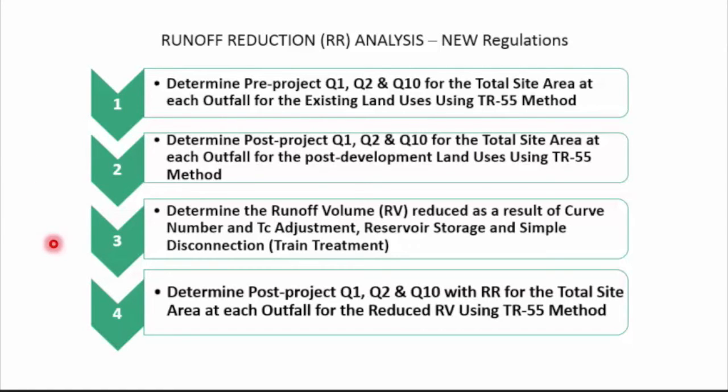We determine the runoff volumes reduced as a result of the curve number and the Tc adjustment, the reservoir storage, and simple disconnection. Based on these factors, the runoff volume reduction has taken place, and that is considered in the post-project Q1, Q2, and Q10 with the runoff reduction for the total site area for each outfall using the RV method, using the TR55 method.